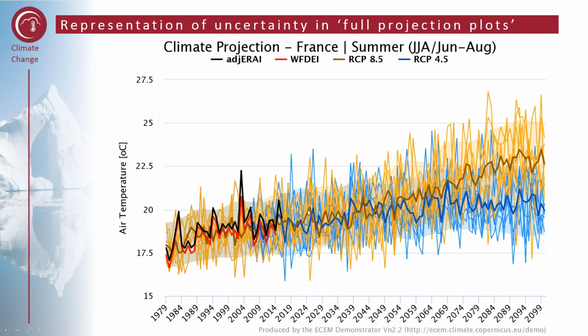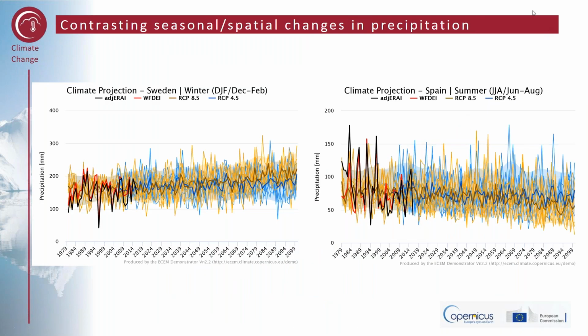I could probably spend another 10 minutes talking about this plot, but I'm not going to do that. Just to say, as you go into the future, you can see the trends really begin to emerge, and by the end, in the second half of the century, we see this big emerging difference between the high and the lower emissions scenario. Okay, for temperature, Europe tends to warm pretty consistently.